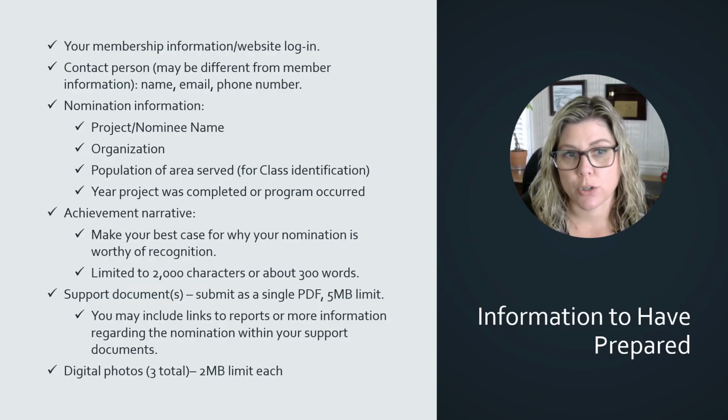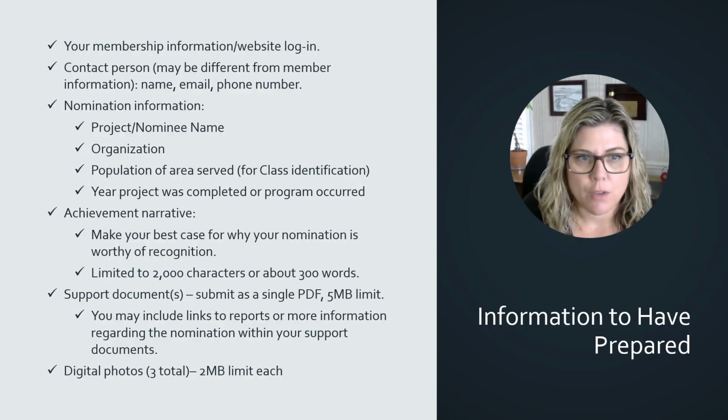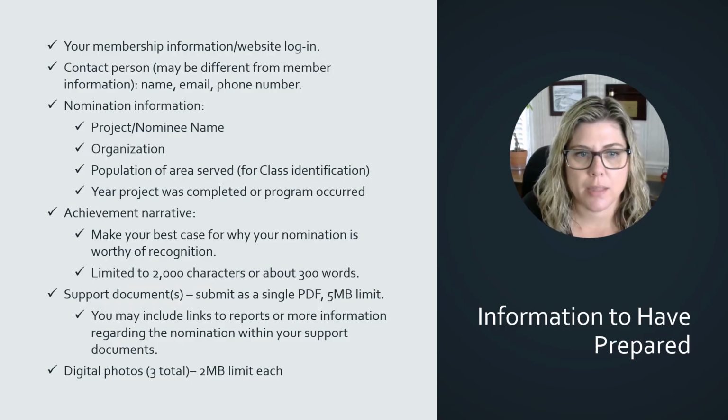Next, you're going to want to have your contact person information available. The contact person is going to be the one receiving the communication about the award, and it might be different than your member information. You'll need their name, email, and phone number. For your nomination information, you'll need your project or nominee name, your organization name, the population of the area that you served, and this is for the class identification for the awards that are requiring that. And then you'll need the year the project was completed or the program occurred.